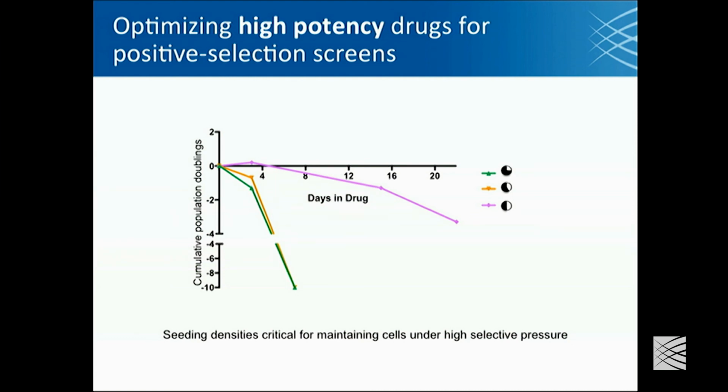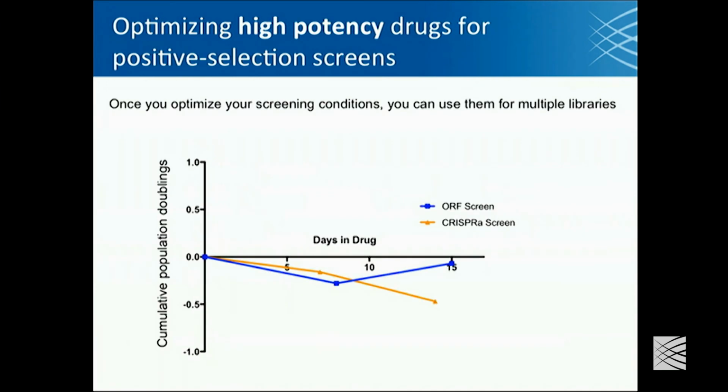And if you spend the time up front to do all these optimizations, you can even see that using this cell line with this same drug and holding these screening conditions, you can go across libraries and still get successful assays, which is pretty awesome.